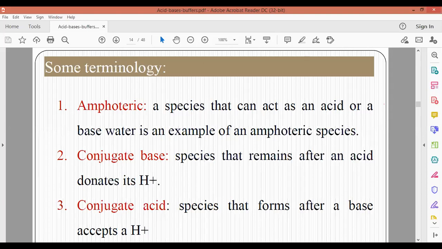See what is meant by the conjugate acid as well as the conjugate base. See, the species that remains after an acid donates.